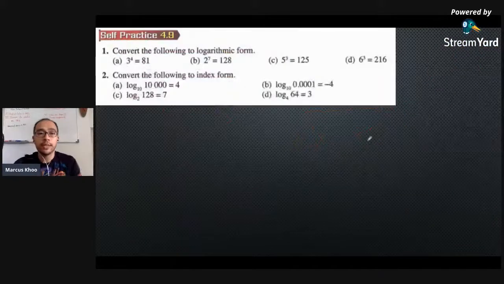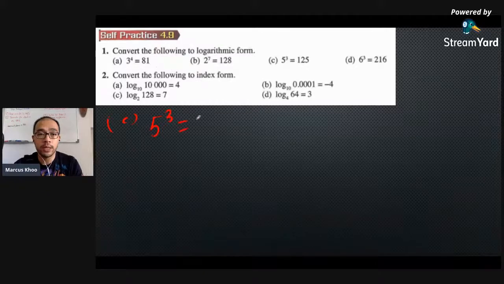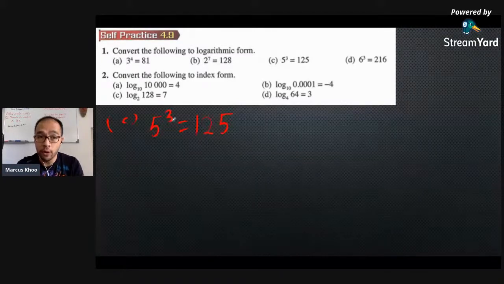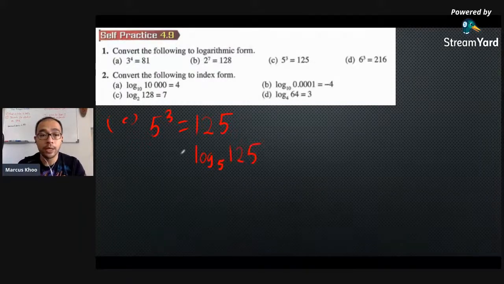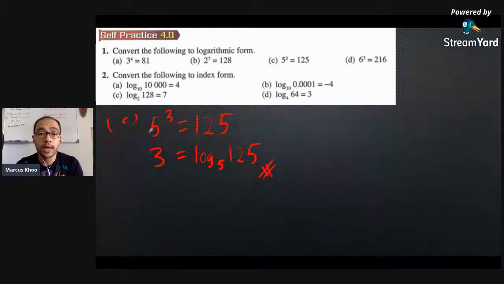Okay, so let's take a look at these few practice questions in your textbook. This is self-practice 4.9. Let's convert each of the following to logarithm form. Very simple. Let's do question C. 5 to the power of 3 is 125. Now, the most important thing is we have to identify the base and the index. So this is the base and this is the index. Therefore, to convert it into logarithm form, this 125 will remain at the back, but it will be log base 5 of 125 equals 3.